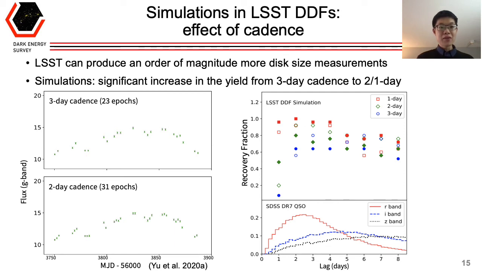The upper panel of the right figure shows the fraction of continuum lags that we can successfully recover from the simulated light curves as a function of the input time lag to the simulations, while the lower panel shows the distribution of the predicted continuum lag for Sloan quasars. There are many quasars that would have small continuum lags, and for those sources, if we change a 3-day cadence to a 2-day or 1-day cadence, then we can significantly increase the yield of the continuum lag measurements.